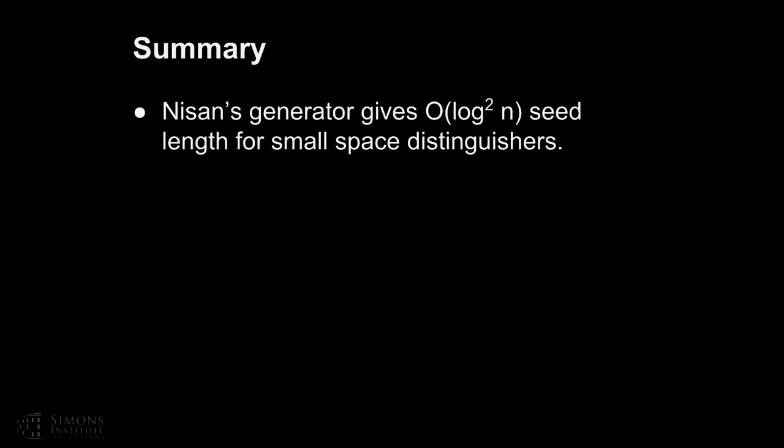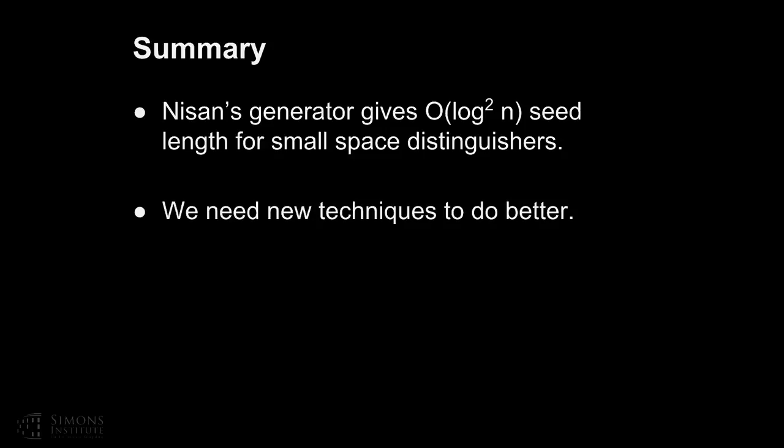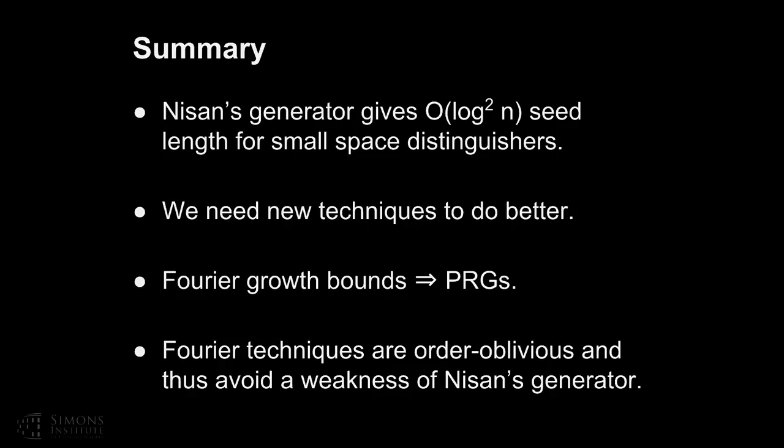All right, so let's summarize. I told you initially about Nissan's generator, which gives you this log squared seed length. It's a really amazing, really powerful result, but we need some new techniques. Our toolkit needs some more things in there. I showed you that we can use some tools from Fourier analysis and bring them over to work for small space distinguishers. In particular, the result that I showed you is that if we have bounds on the Fourier growth of a function, we're going to get pseudorandom generators. And one nice property that I want to highlight is that these are order oblivious, which means that you avoid this weakness of Nissan's generator, which is that it breaks if you permute the bits.